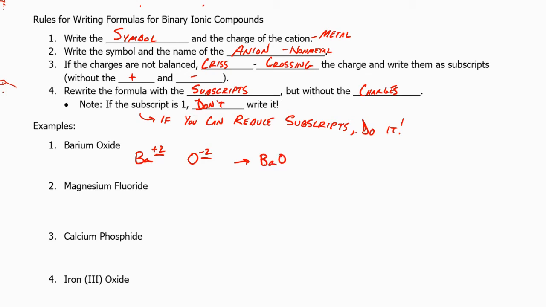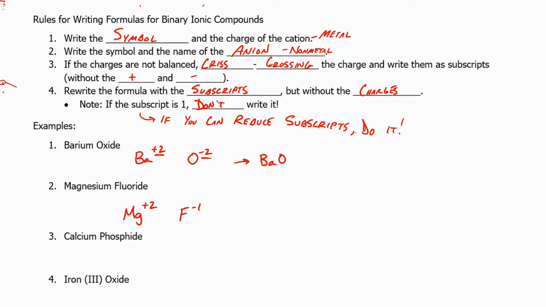All right, let's look at another example. This one is magnesium fluoride. For magnesium fluoride, we have magnesium, which is Mg, and when we look at the periodic table we see that it has a +2 charge. Now we do the same thing with fluorine, and fluorine is all the way in group 17, which has a -1 charge. Notice here, our charges aren't balanced. If we add +2 and -1 together, we still have +1.